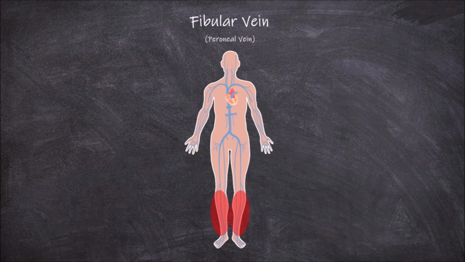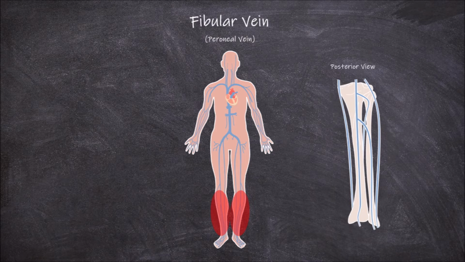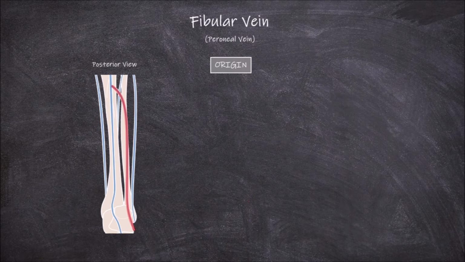If we look more closely at the veins on the posterior view of the lower right leg, we can see this vein highlighted in red. Where does this vein originate? This vein is a deep vein that originates from the lateral aspect of the foot.